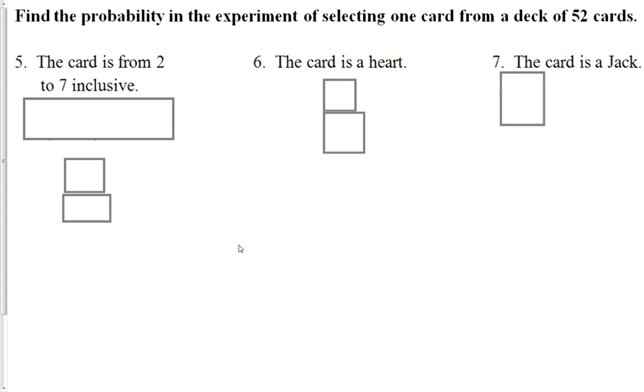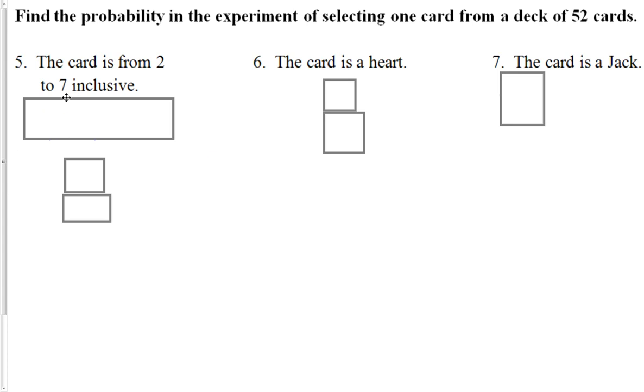Next, find the probability of the experiment of selecting one card from a deck of 52 cards. I explained kind of how cards work from the last one. If you're not familiar with your typical ace, 2, 3, 4, 5, 6, 7, 8, 9, 10, jack, queen, king deck of cards to play solitaire, etc. with, but that's what they're talking about.